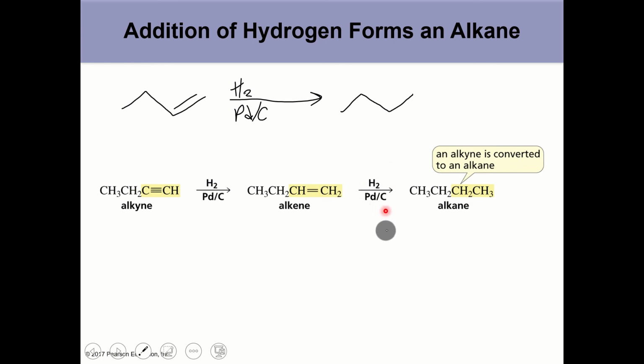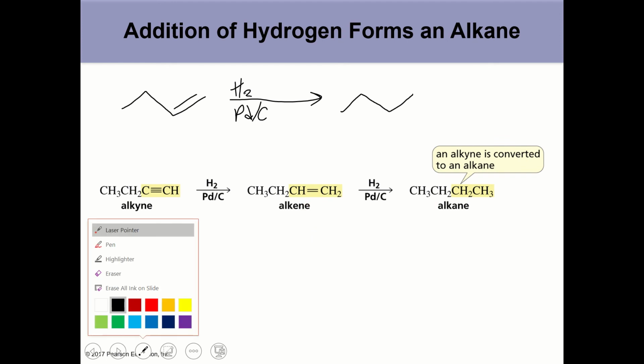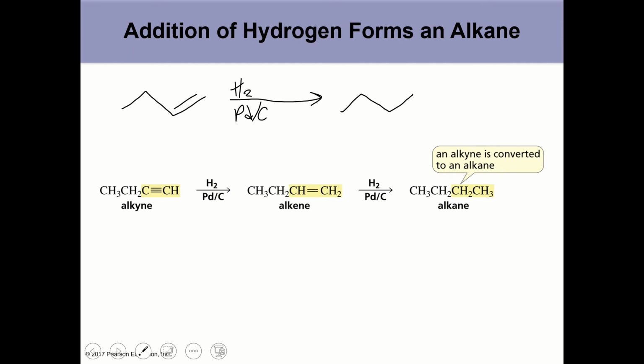And with this reagent, it is not possible to stop at the alkene. So we cannot stop. Even if we used half of an equivalent of H2 so that there's twice as much alkyne as H2, the reagents would still carry the reaction all the way to the alkane when we use hydrogen over palladium and carbon.